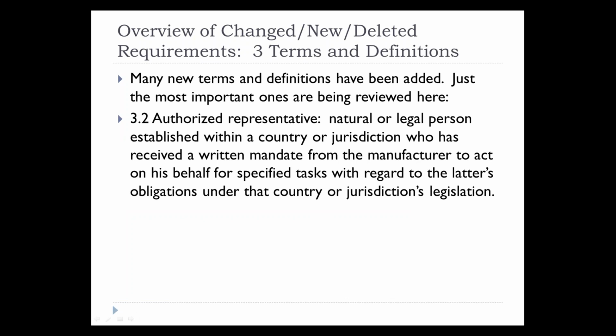There are a lot of new terms and definitions in Section 3. And I could do an entire 1-hour webinar on just the new terms and definitions. We're just covering a few of the most important ones here. Starting with 3.2, authorized representative. This is the natural or legal person established within a country or jurisdiction who has received a written mandate from the manufacturer to act on his or her behalf for specified tasks with regard to the manufacturer's obligations under that country or jurisdiction's legislation.